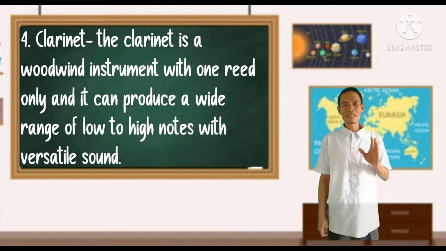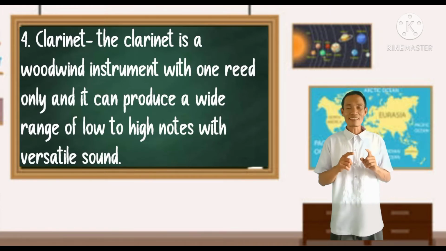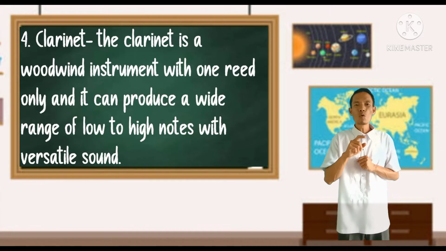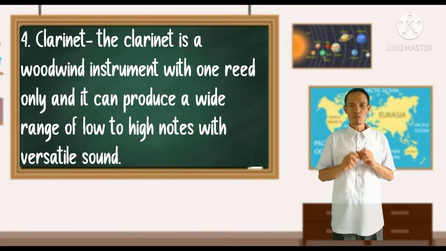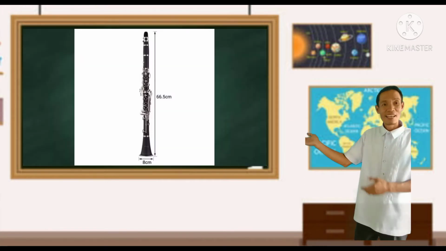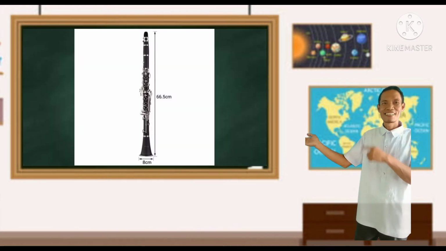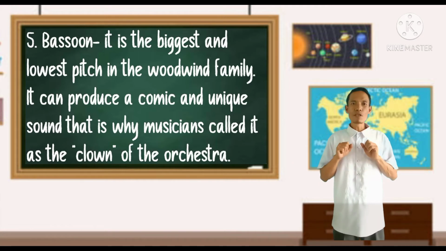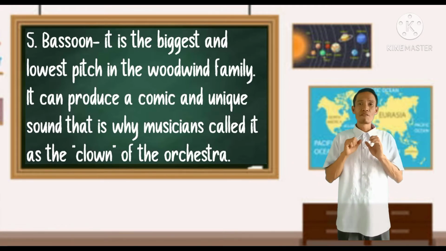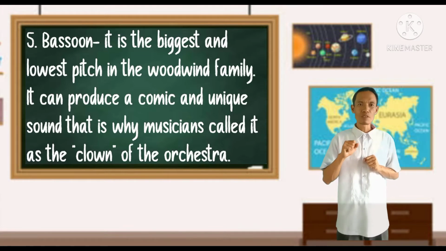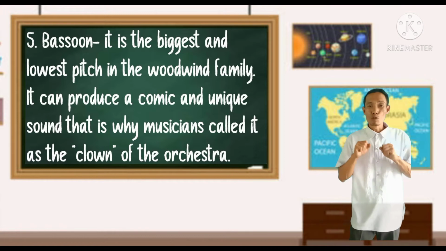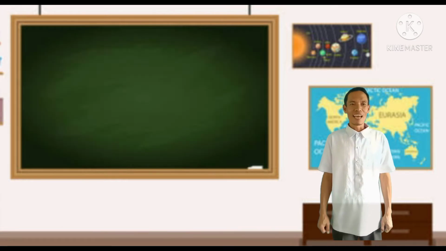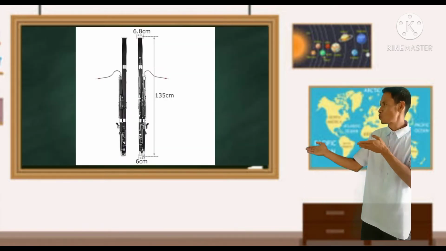Our fourth woodwind instrument is called clarinet. The clarinet is a woodwind instrument with 1 reed and can produce a wide range of low to high notes with versatile sound. This is the picture of clarinet. Number 5 is called bassoon. It is the biggest and lowest pitch in the woodwind family. It can produce a comic and unique sound. That is why musicians call it the clown of the orchestra. And this is the picture of bassoon.